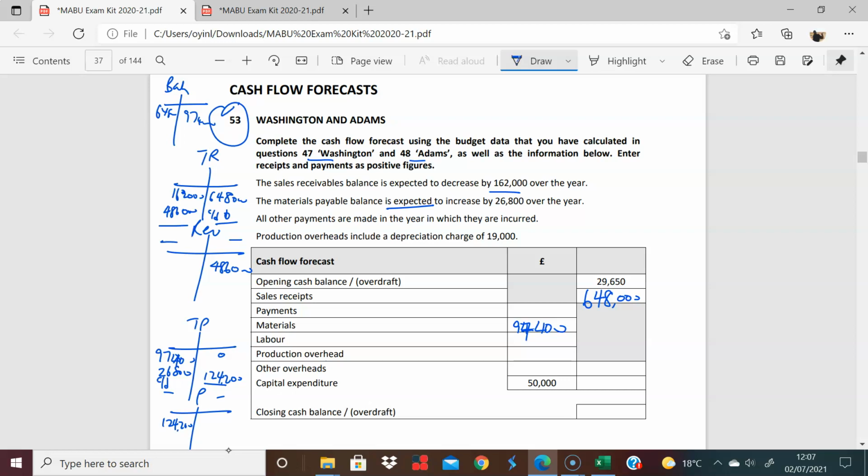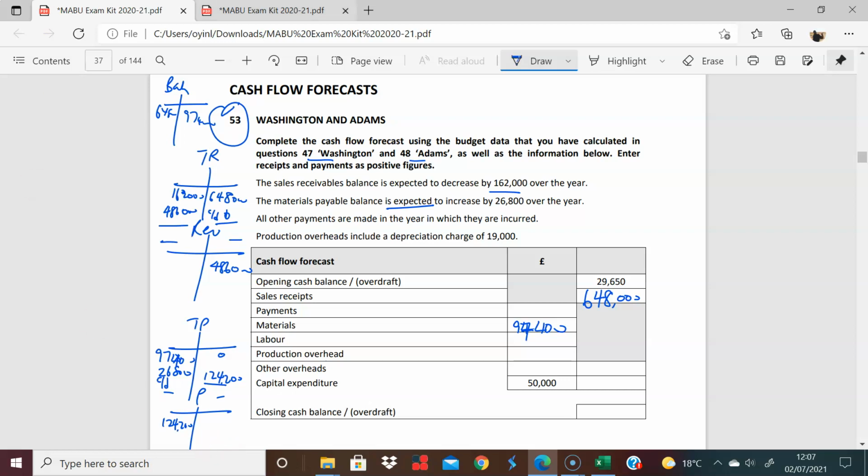Now, what does this mean? It says that this has increased by 26,800. So imagine you didn't owe anything at the beginning of the year. You buy goods on credit worth 124,200. Now you're owing 26,800. It means you must have paid less than what you actually owed. You didn't pay the full amount. That's why your payables have increased in the year. So 97,400.